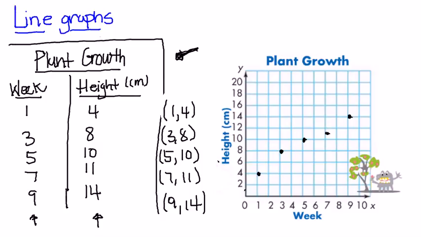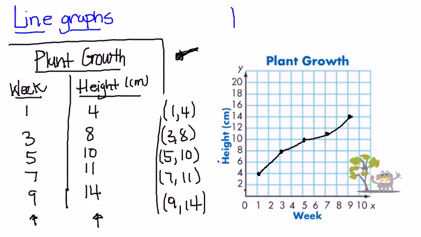All right, so I'm going to connect these because our plant started out at our first week when we did our first measurement, it was already 4 centimeters high. Then we did our second measurement, it jumped all the way to 8 centimeters. So I'm just going to connect these so I can really get a good idea of what my plant growth is, or in other words, my trend.